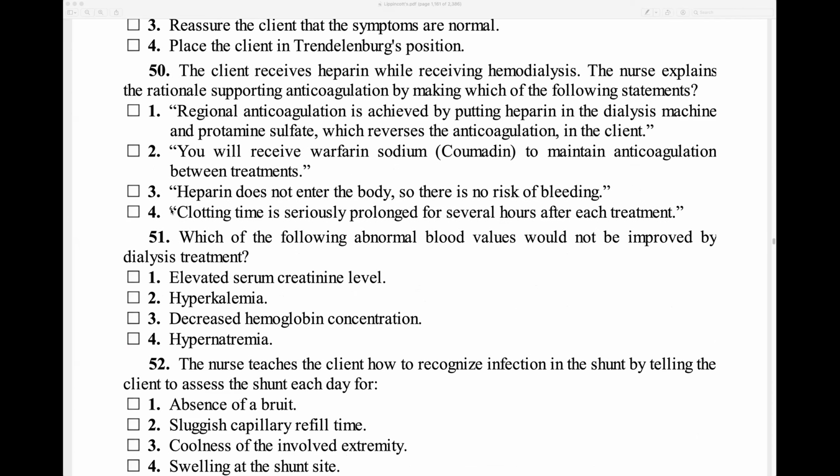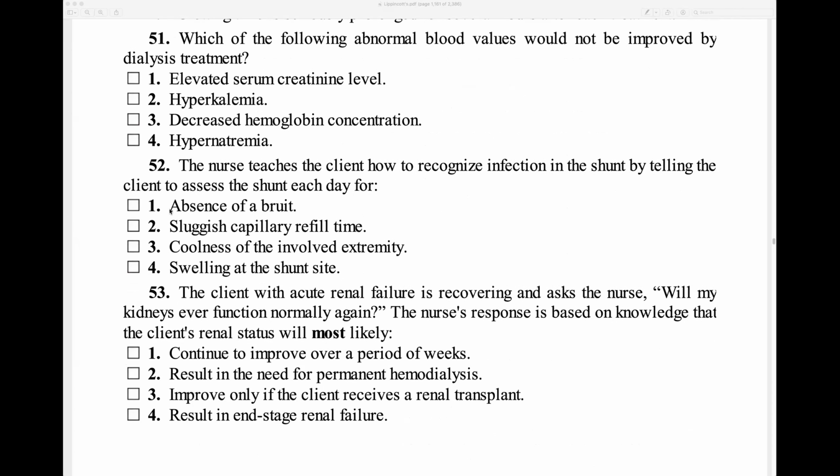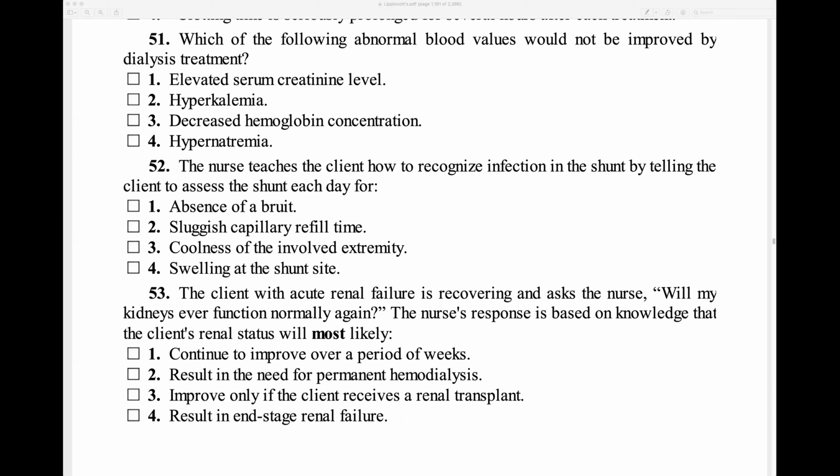All right, question 51. So we're just doing questions that specifically I feel will prepare you for the NCLEX. Which of the following abnormal blood values would not be improved by dialysis treatment?